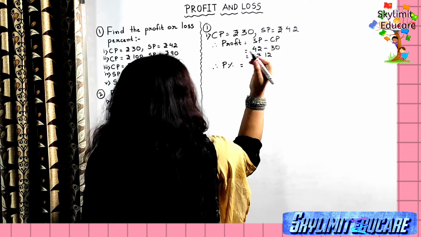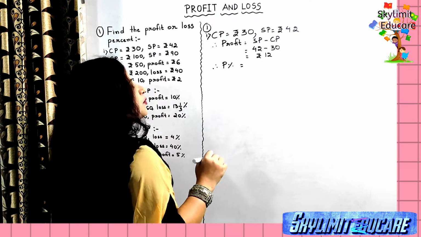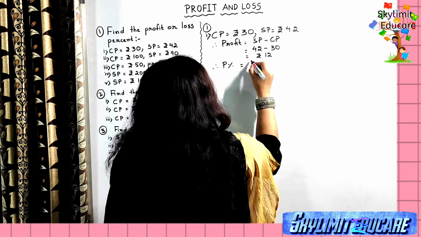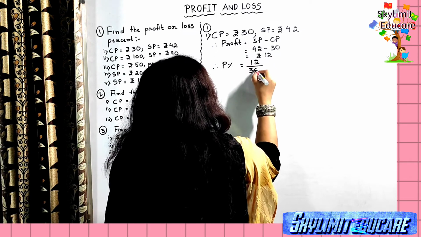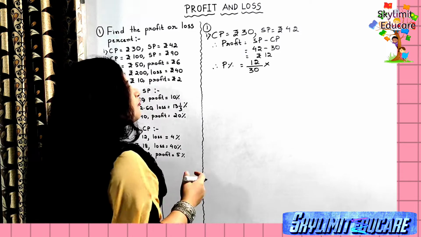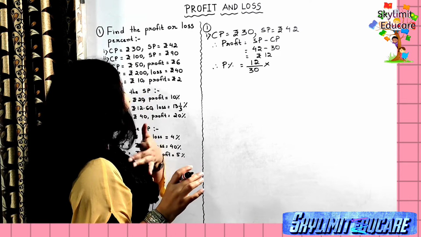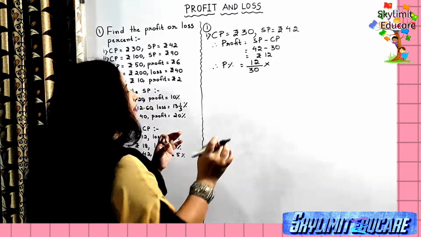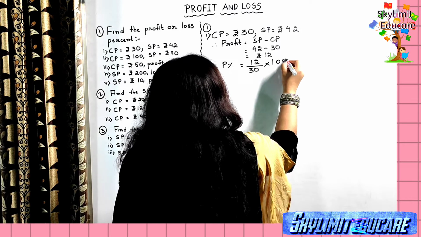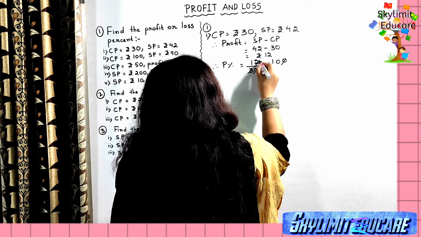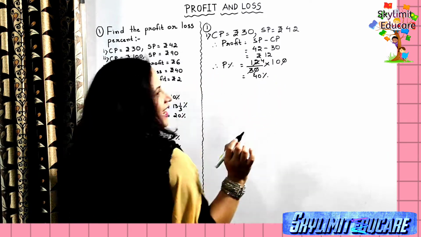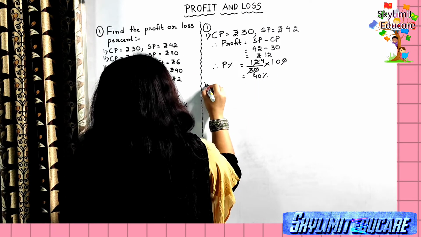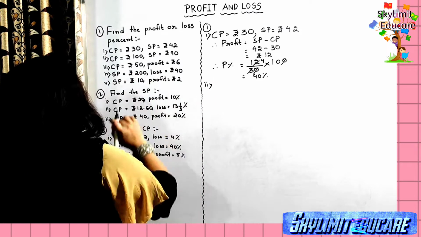And now how to find the profit percent? Profit percent is profit by cost price. What is the cost price? Cost price is 30. Always the profit percent and the loss percent are calculated on the cost price, remember. Multiplied to 100. So let's cancel it. We have got 40% as the answer, right? I hope the idea is getting clear. It's quite simple.